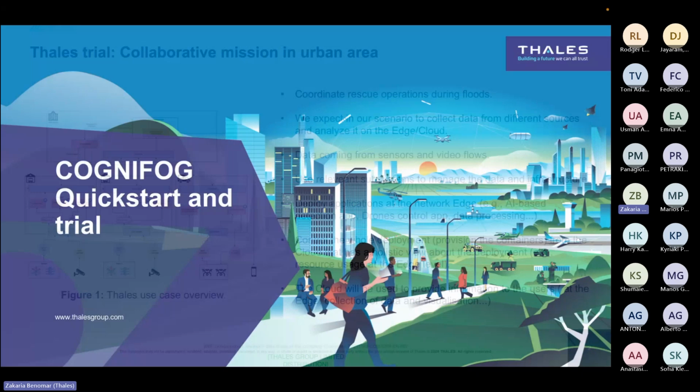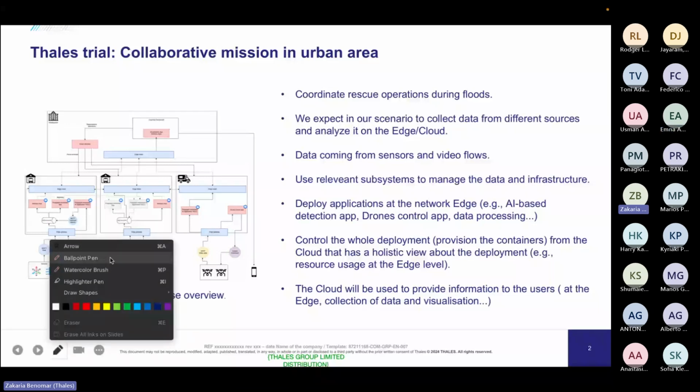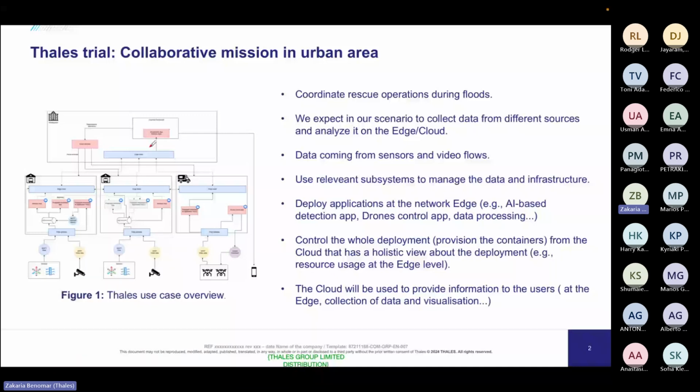So for the trial, it will be about collaborative mission in urban areas. So during a flood event or something similar, and we would like to organize the teams that are managing or rescuing the area. Here on the figure on the left, we are describing the whole overview about the use case that we are developing.